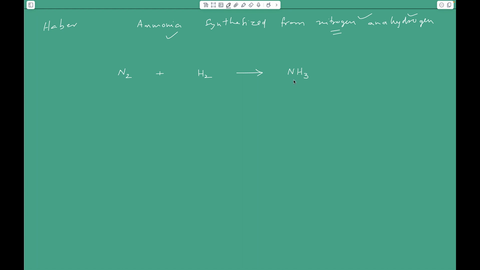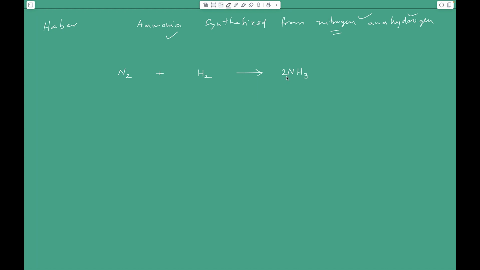To do that, you have to equalize the number of atoms of each element on both sides. Here we have 2 nitrogen atoms, but there is only 1 nitrogen atom here. The subscript here is 1, and also the coefficient is 1 if there is nothing. So to equate the number of nitrogen atoms, I have to put a 2 here.